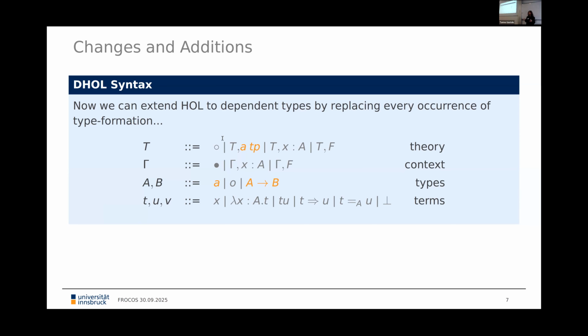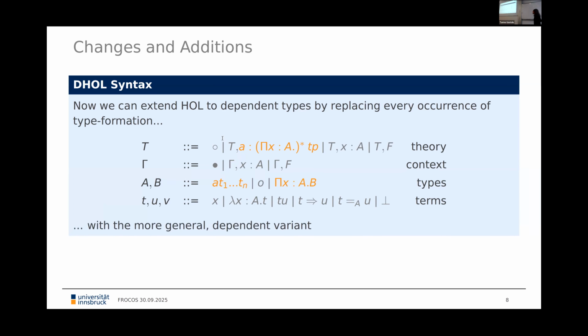We no longer just have simple types as a possibility for our types or simple function types, but we replace them with the more general dependent variants. So now we have this type A that may depend on a term X of type capital A in our theory, and we can have arbitrarily many of those. In our type hierarchy, we can now apply terms to our types. And our function types may now depend on terms. So the type B, the resulting function type, may have a dependency on X.